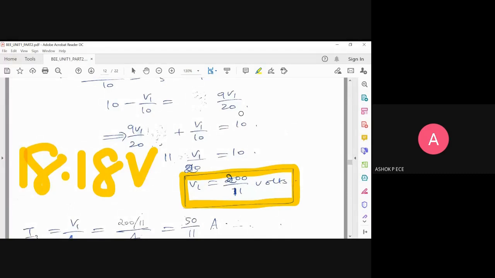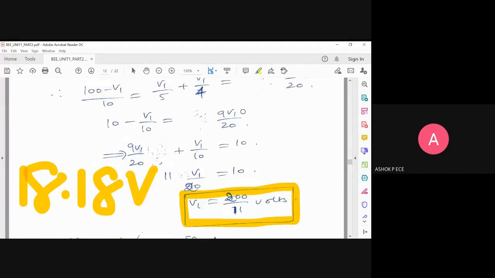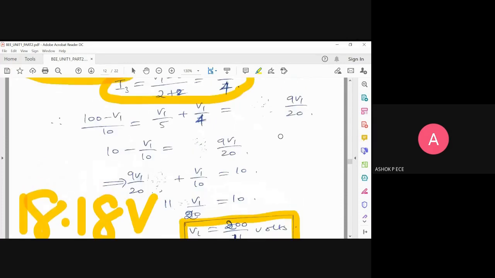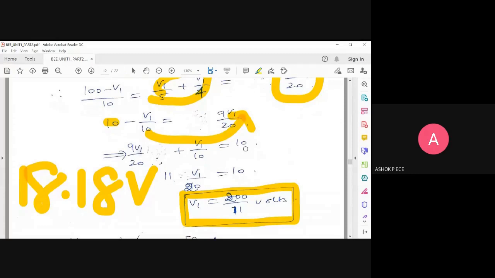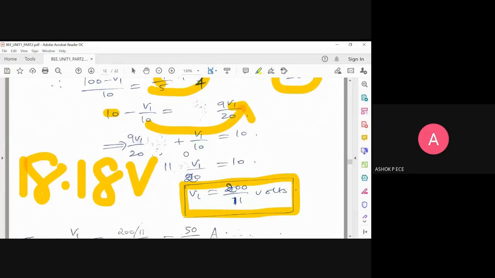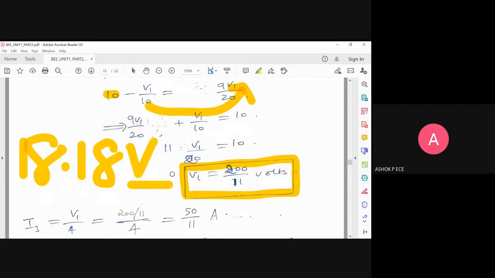It is just taking LCM and simplifying terms. How I have simplified, I'll explain. V1 by 5 plus V1 by 4 is 9 V1 by 20. I have taken LCM for this group alone. And here I have divided each element by 10. 100 by 10 is 10. So 10 minus V1 by 10 equals 9 V1 by 20. Bring this minus V1 by 10 to this side, so 10 equals 9 V1 by 20 plus V1 by 10. If you take LCM and simplify, you'll get this answer directly.